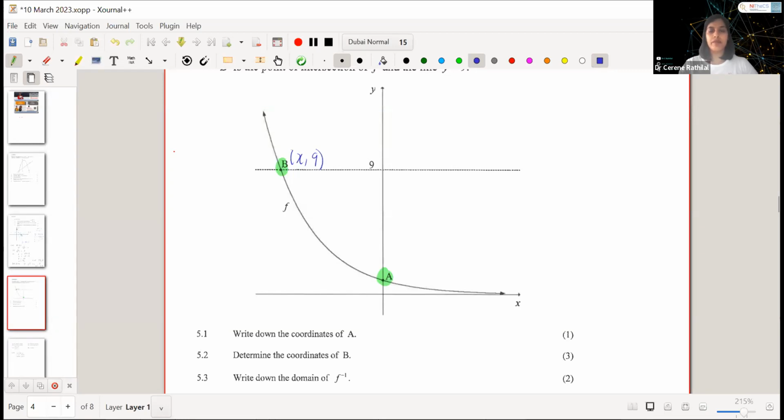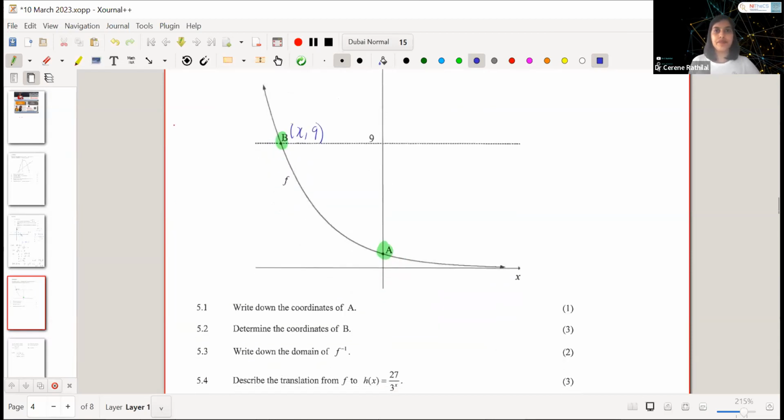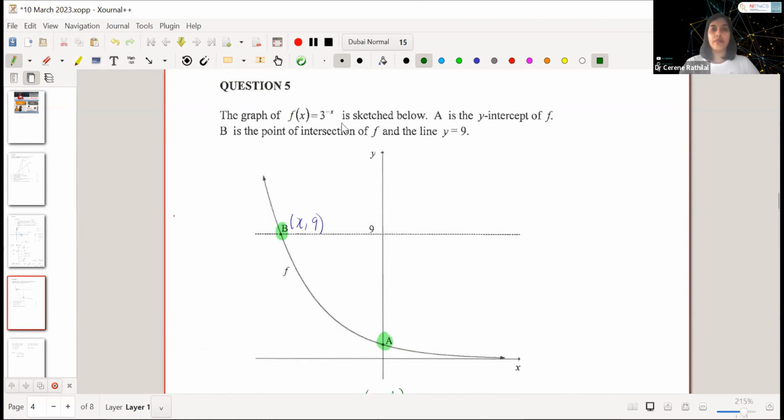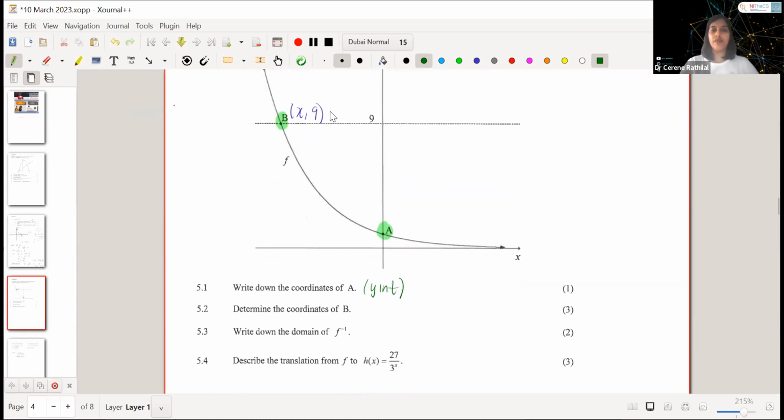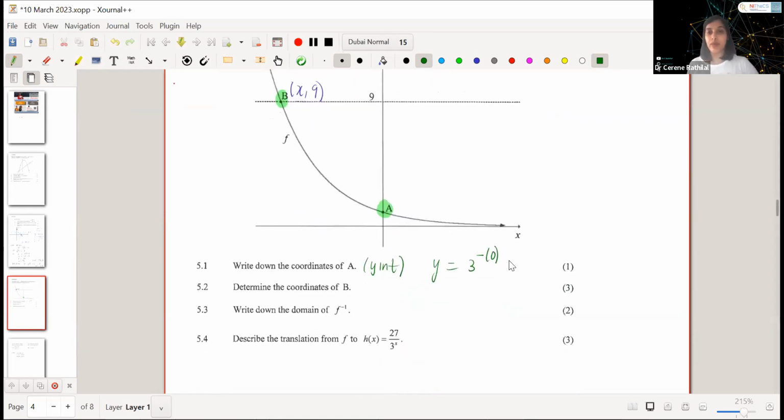This is the y-intercept, and we know what the function is. So A is the y-intercept. That means all I'm doing is replacing x by 0. And so I see that y equals 3 raised to the power negative x, but I replace x by 0. And 3 raised to the power 0 is precisely 1.